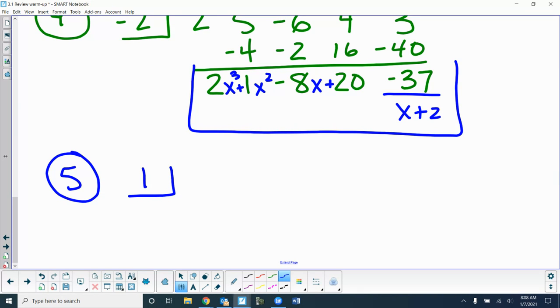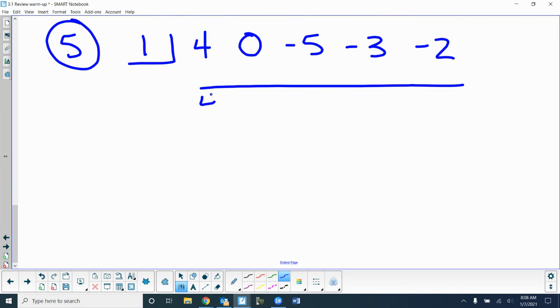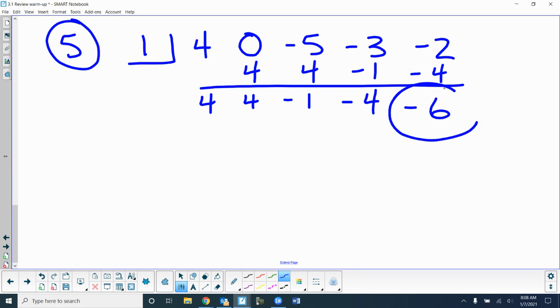So we got a 4x to the 4th. And we do not have an x cubed, so I have to put a 0 for the x cubed. Then a negative 5x squared, a negative 3x, and a negative 2. All right, so 1 times 4 is 4, 1 times 4 is 4, 1 times negative 1 is negative 1, and 1 times negative 4 is negative 4. We add, negative 6 is your answer to number 5.